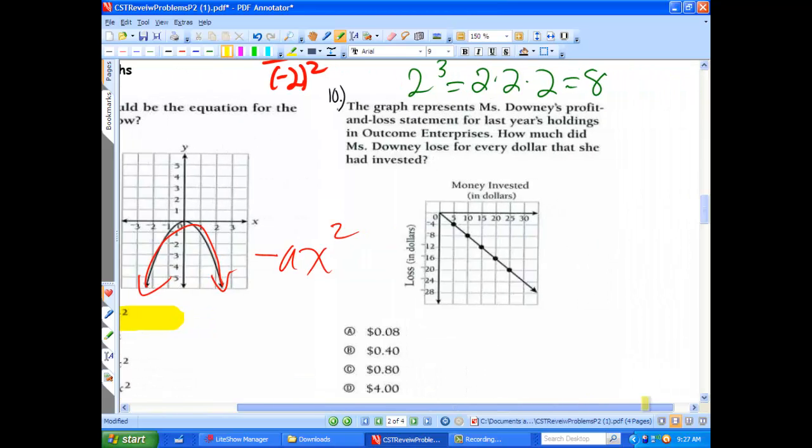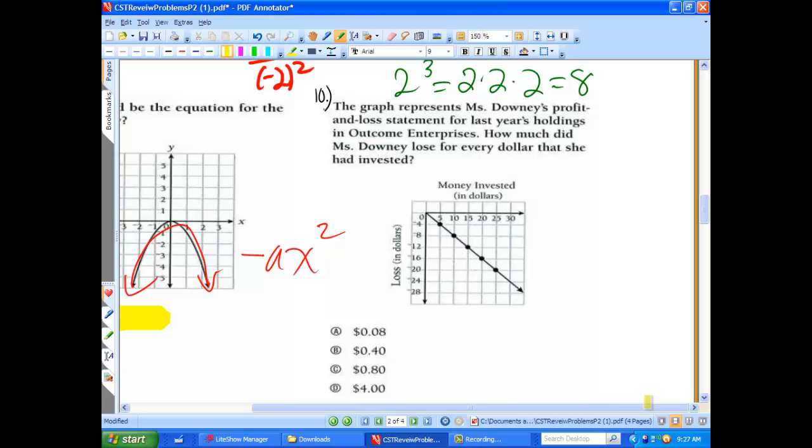Let's look at 10. The graph that represents Mrs. Downey's profit and loss statement. So we can see that it's going down. It's a negative slope. So for last year's holding and outcome enterprise, how much did Mrs. Downey lose for every dollar that she invested?